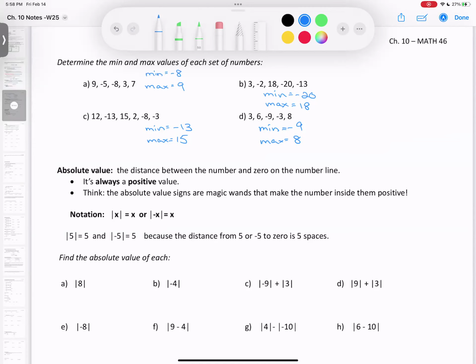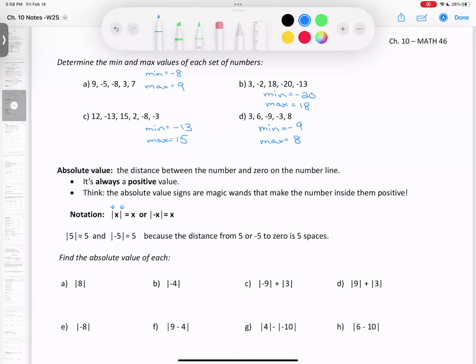The way I like to think of it is your absolute value signs, which are like these little sticks here. These are like magic wands, and they make whatever is inside of those magic wands into a positive value. So if you have absolute value of x, then it's just going to be x because that was positive. If you have absolute value of negative x, poof, it made that negative x positive, and now you have x.